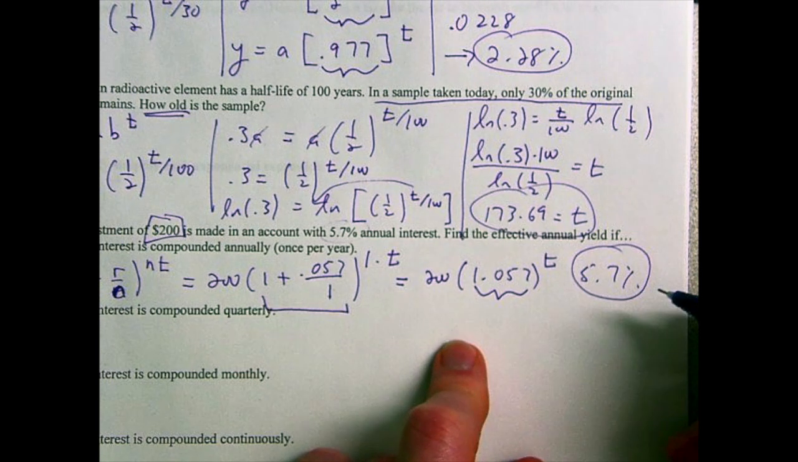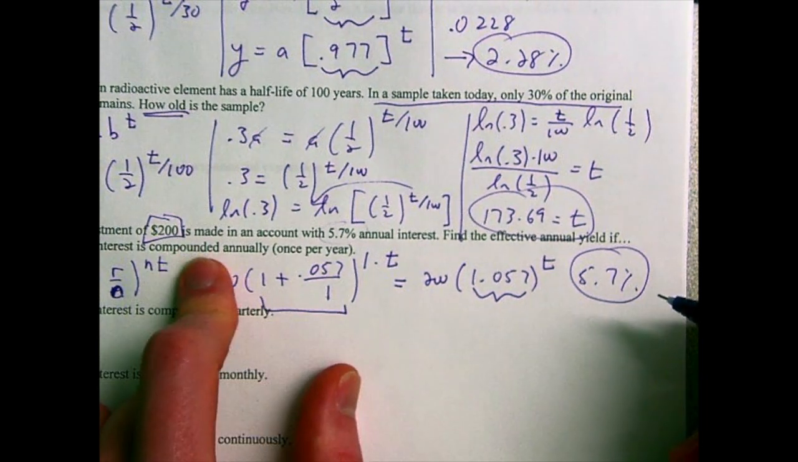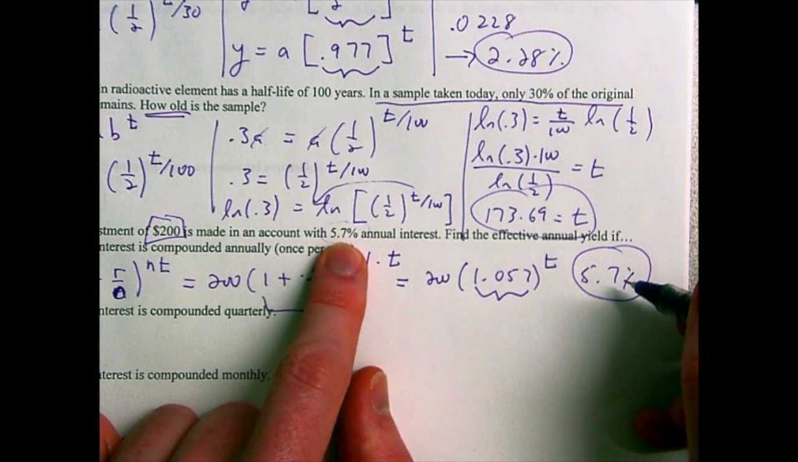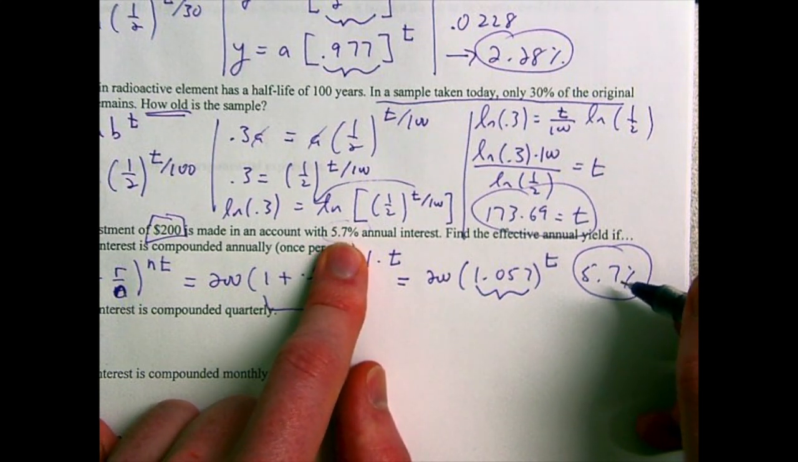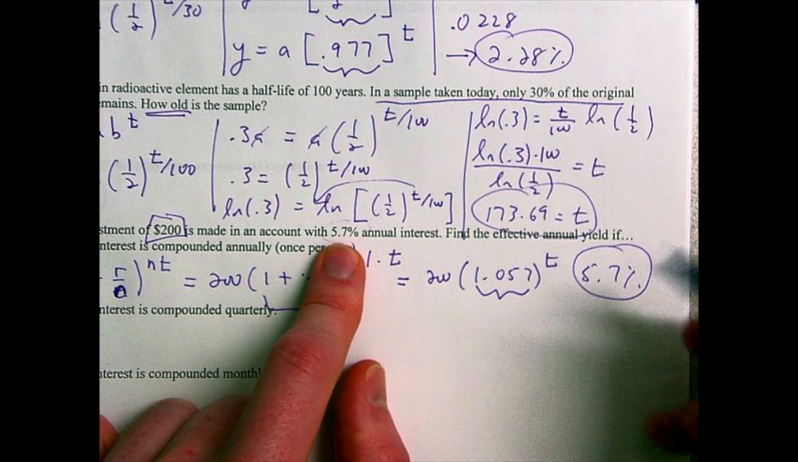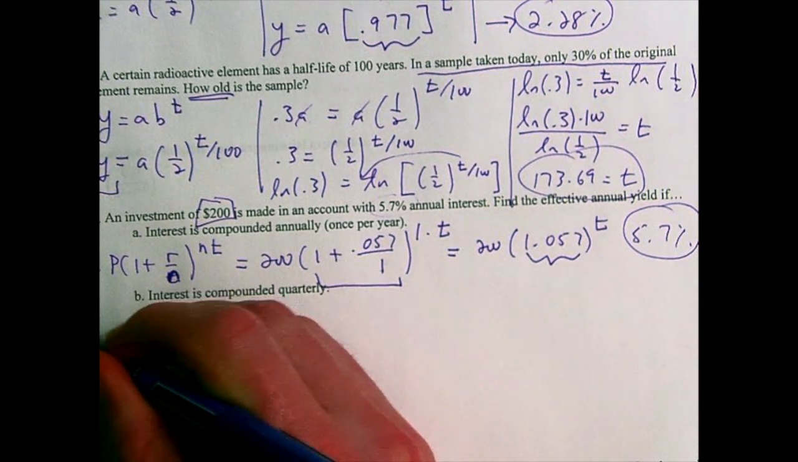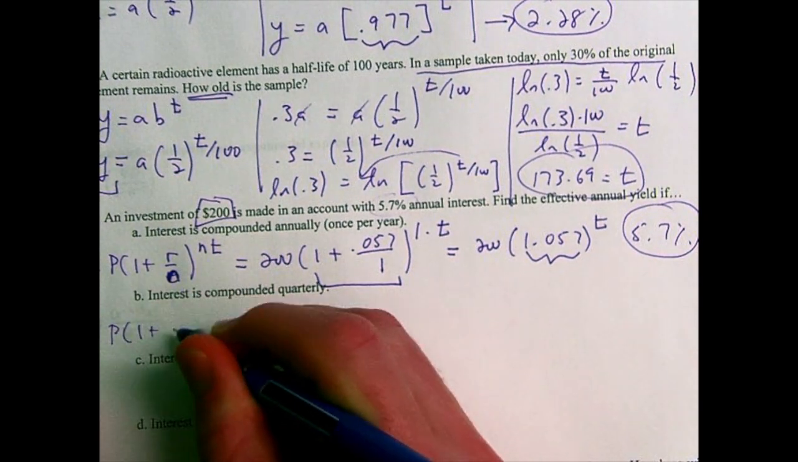Now, that makes sense because when you compound interest only once per year, the effective annual yield will be the same as the advertised annual interest rate. It's only when you begin compounding more often that these two numbers will be different. So let's look at B. It's exactly the same question. Everything's the same. We can use the same formula.